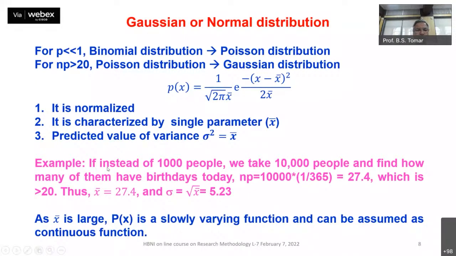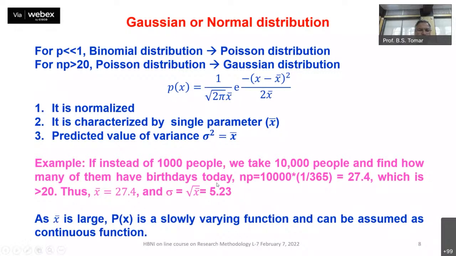Now coming to that previous example of 1,000 people and having the birthdays on a particular day, suppose instead of 1,000 people, we take 10,000 people and find how many of them have birthdays on a particular day, then NP will be 10,000 into 1 by 365, 27.4, which is more than 20. And so x bar will be 27.4 and sigma will be root of x bar, 5.23. So when the sample size becomes very high, the Poisson distribution tends to a Gaussian distribution.